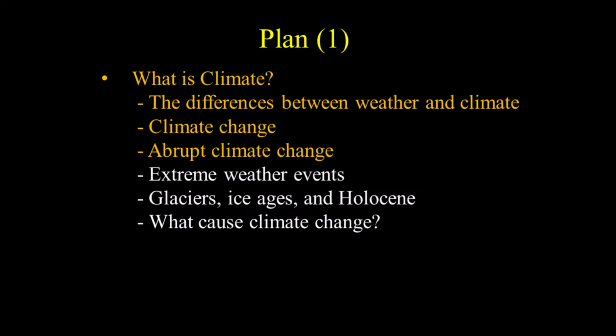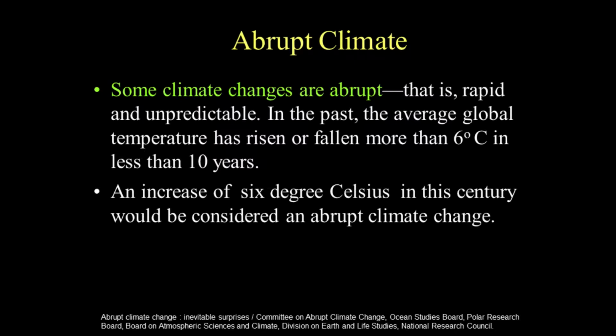Some climate changes are abrupt. That is, they are rapid and unpredictable. In the past, the average global temperature has risen more than 6 degrees Celsius or fallen more than 6 degrees Celsius in less than 10 years, and at least once in as few as 5 years. There is a real possibility of an abrupt climate change in the coming 200 years or so.